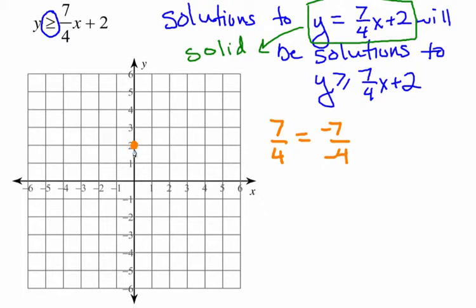Okay, so I can go down 7. So from 2, I'm going to go 1, 2, 3, 4, 5, 6, 7. I'm at negative 5. Then I'm going to go back 4, which means to the left 4. 1, 2, 3, 4.